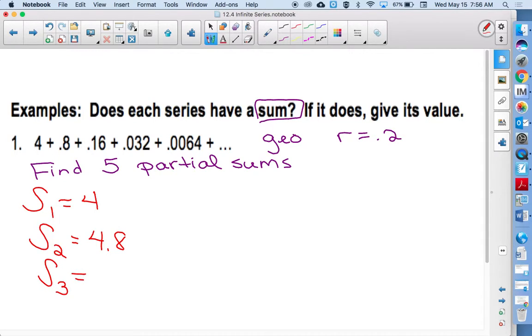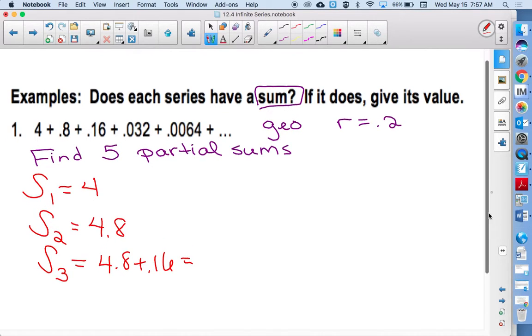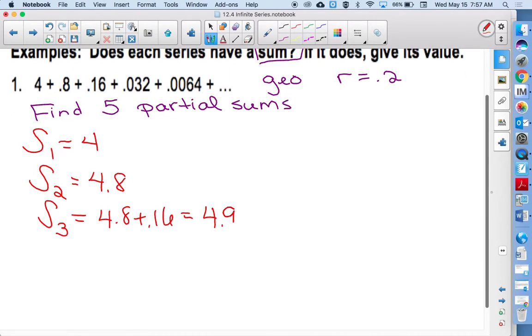S3 means the sum of the first 3 terms. Well, I already have the sum of the first 2 before it. So if I just add that extra number, taking the 4.8 plus the 0.16, that gives us 4.96. So now that's the sum of the first 3 terms. So continuing this process, taking the previous sum, because that's 3 numbers added together, and adding the next term, and then doing that one more time, taking the previous sum, adding the next term.